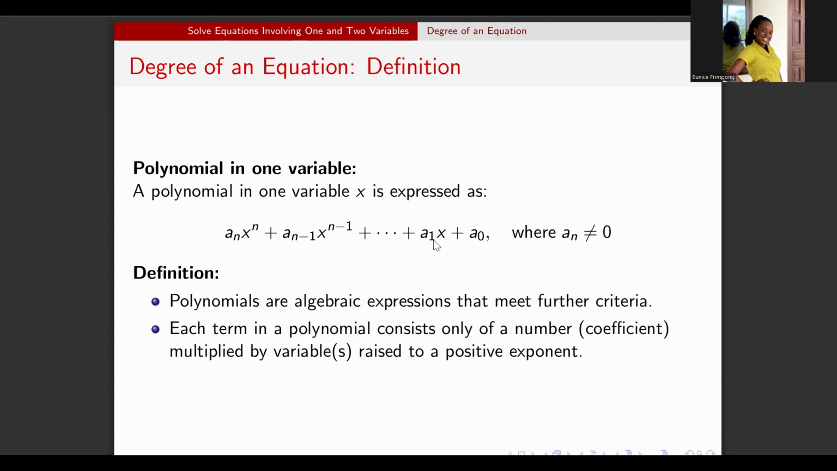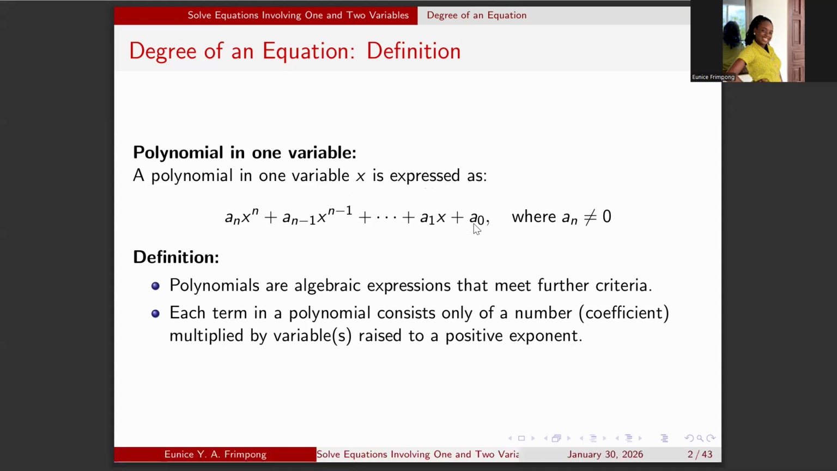In the case of a1x1, x has an exponent of 1, and usually it is not written when any variable or number has an exponent of 1. In the case of a0, x is raised to the power 0, and any number raised to the power 0 is 1. So we have a0 times 1. That is why we didn't write the x at all.